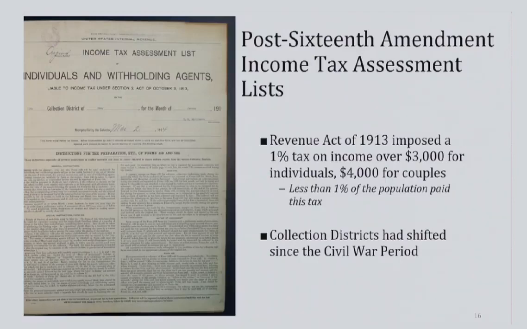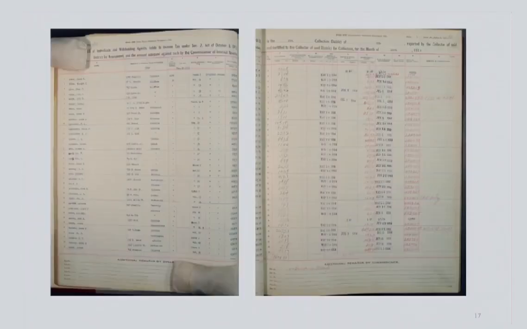By this time, the collection districts had changed dramatically from what they looked like in the 1860s and 70s, so if you are pursuing someone who may be on these later lists, be aware of that possibility. Next slide, please. However, if you are interested in researching someone who would have fallen into this category or made enough money, much of what we will discuss for the Civil War assessment list will be relevant to these lists as well. Next slide, please, number 18.